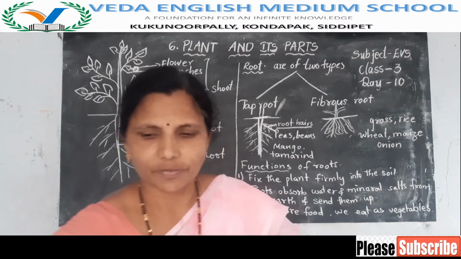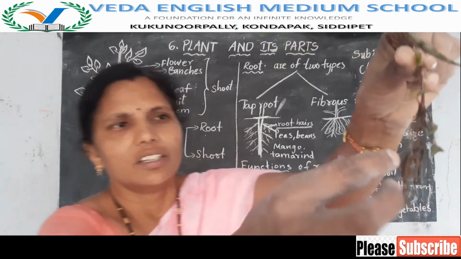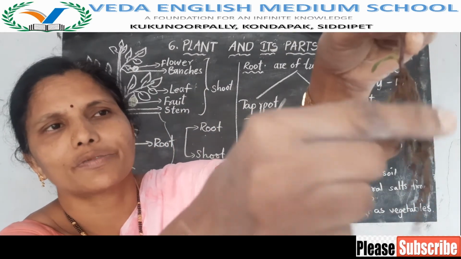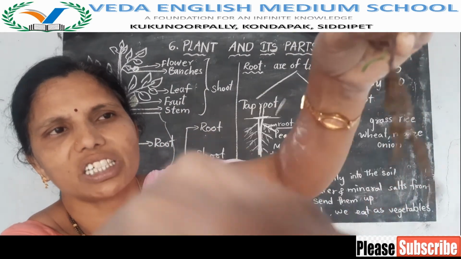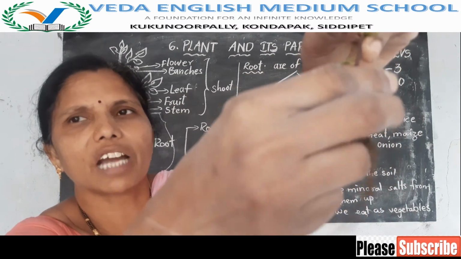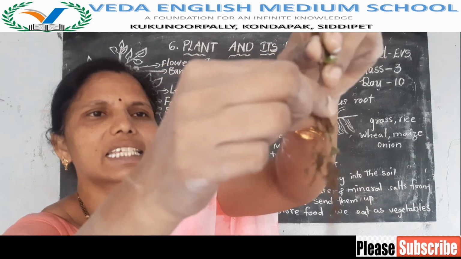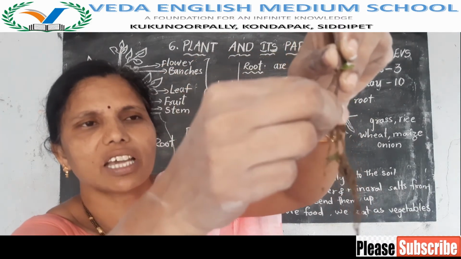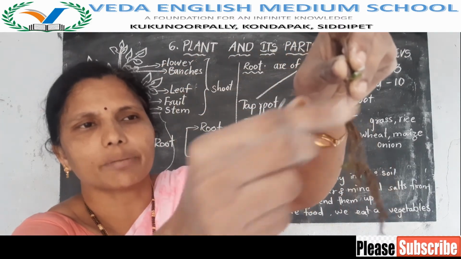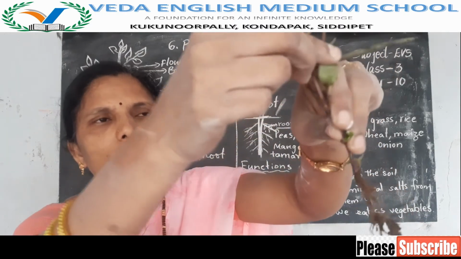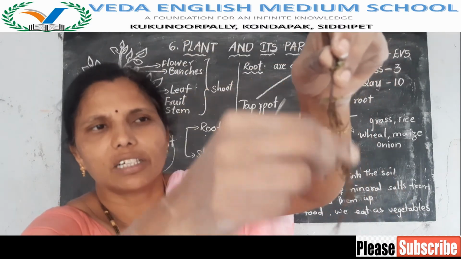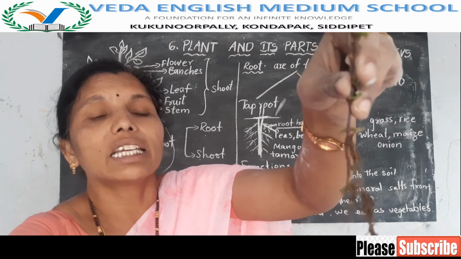See here now. What is this root? Fibrous root. Is there any main root here? No. Small fiber-like structures are growing from the end of the stem. So this is a fibrous root system. We can see this type of roots in grass plants.